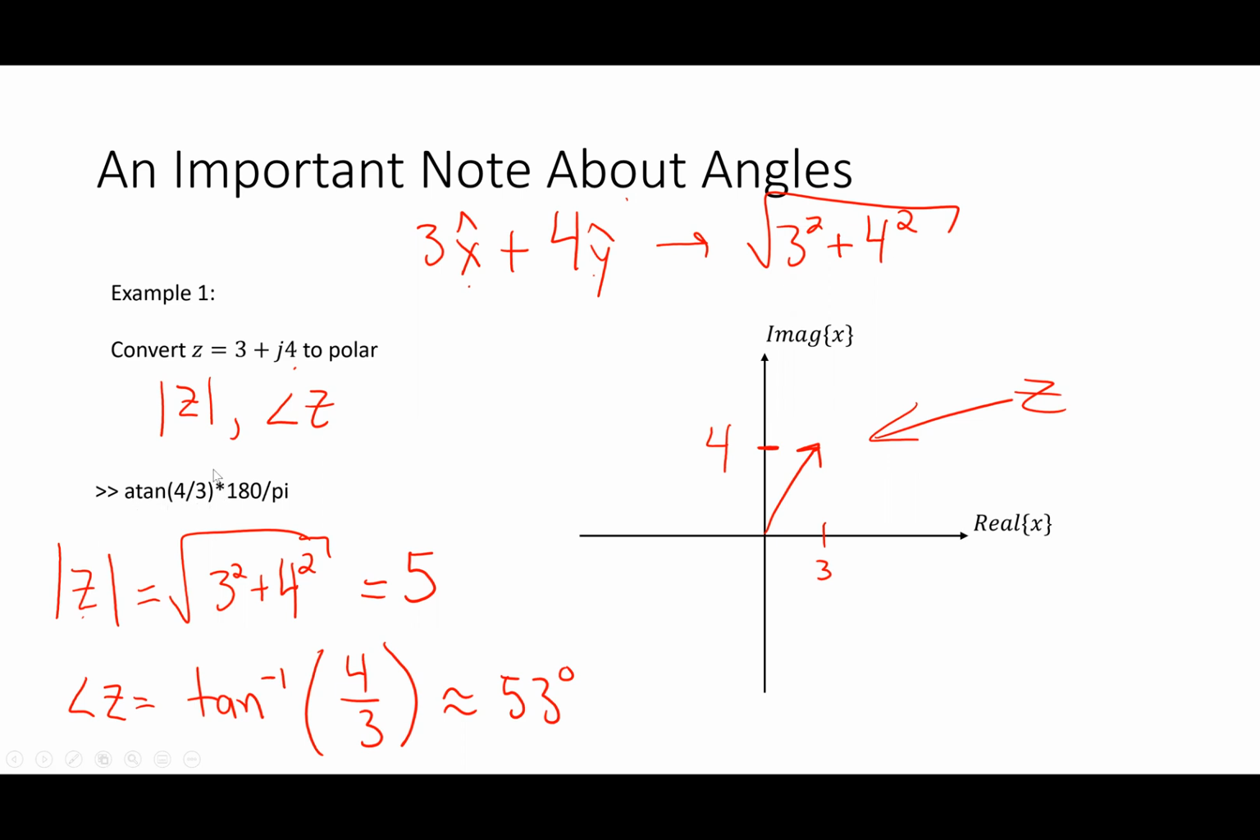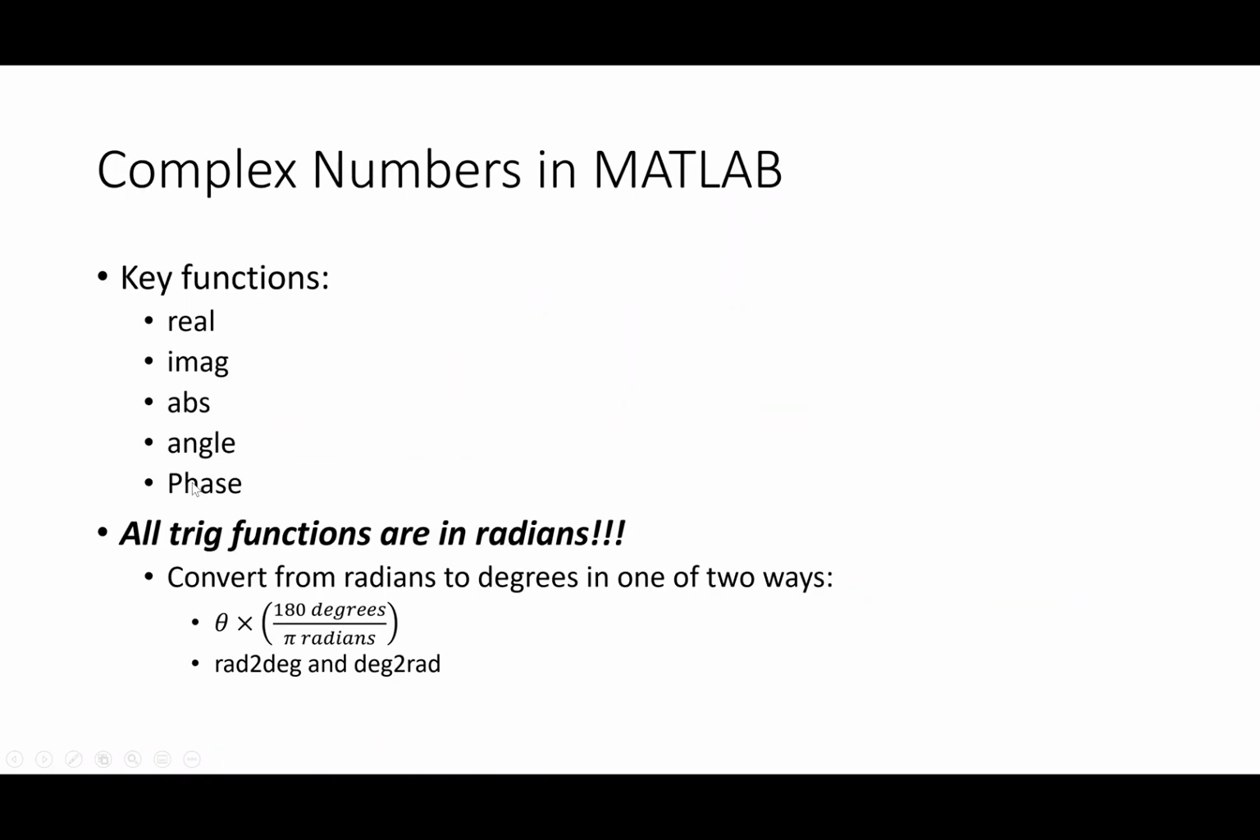Let me jump ahead and come back, but Matlab has a lot of useful functions. These are the key ones here: real, imag, abs, angle, and phase. One key thing about all of the trig functions in Matlab is they are all in radians. So if I give Matlab atan of 4 over 3, it's going to give me an angle in radians.